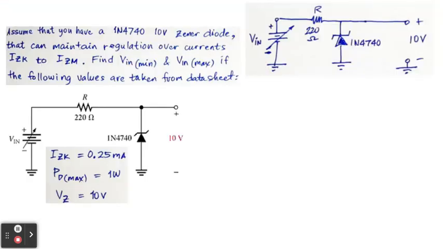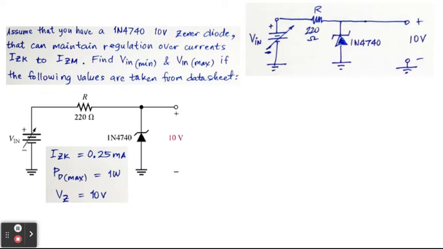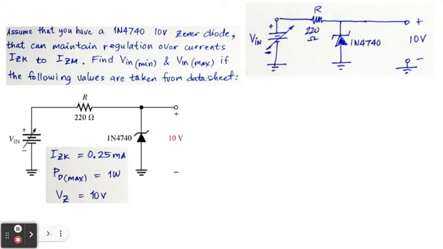Now, just to continue, assume that you have, again, the 10 volt Zener diode, and it can maintain a voltage regulation over currents IZK to IZM. And we have to find the V in minimum, and we have to find also the V in maximum. So let's check the battery first.